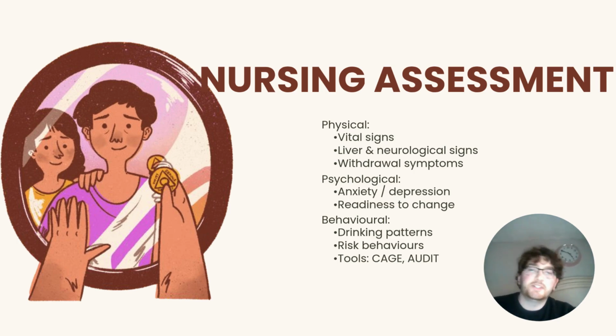So, for the nursing assessments, our assessment must be thorough. We check vital signs and look for neurological signs of withdrawal. We also assess the patients for readiness to change. To remain objective, we use tools like CAGE and AUDIT screenings. These help us quantify the drinking patterns and determine the level of risk a patient is facing and how much help they will need.